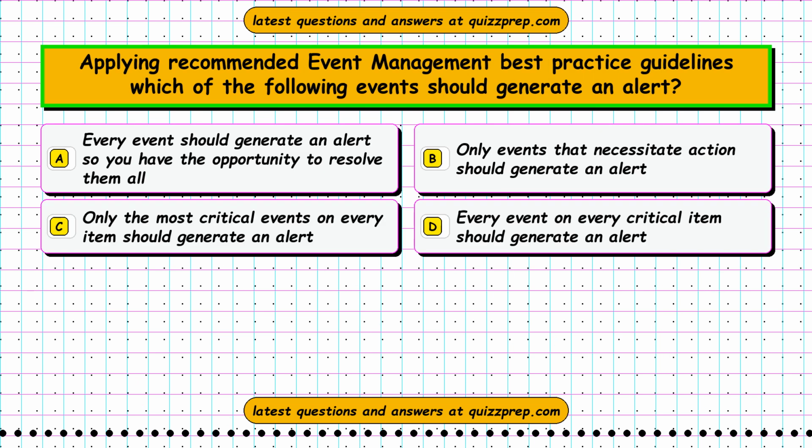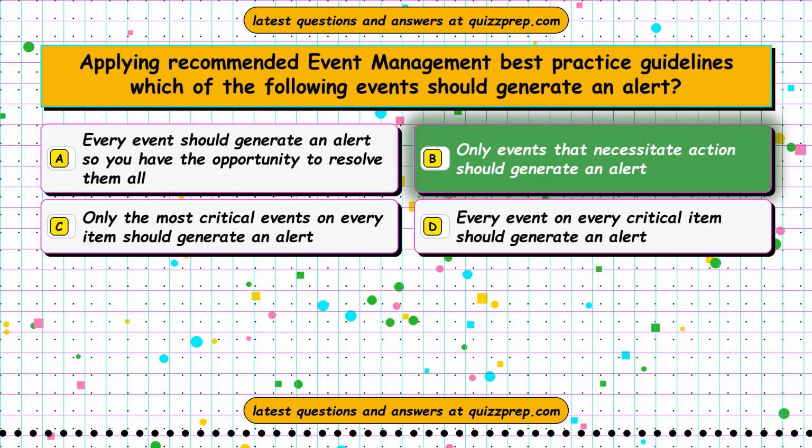Question 40. Applying recommended event management best practice guidelines, which of the following events should generate an alert? Option A. Every event should generate an alert so you have the opportunity to resolve them all. Option B. Only events that necessitate action should generate an alert. Option C. Only the most critical events on every item should generate an alert. Option D. Every event on every critical item should generate an alert.